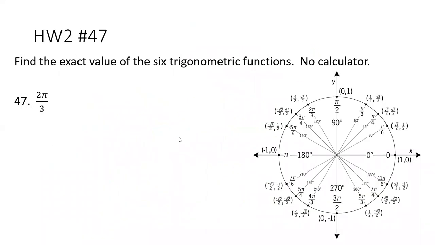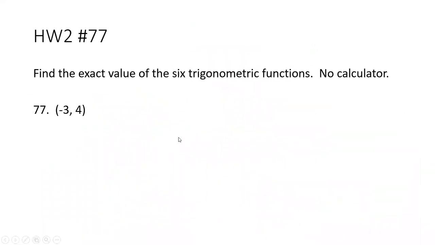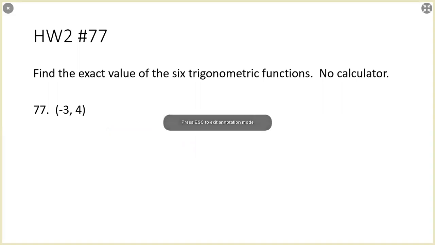All right, so I wanted to do one more question from homework 2. And that's number 77, where it says find the exact value of the 6 trig functions. The first thing you want to do is identify what quadrant we are in on the unit circle.